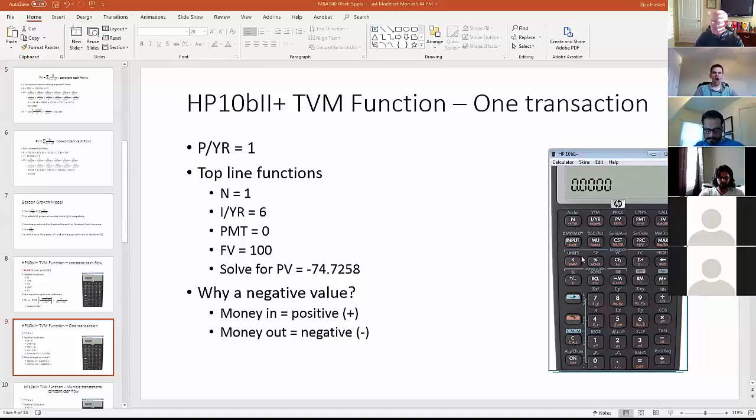I'm going to call N equal to 1, and I don't say N first. I do 1 N. So you give the value, and then you give the function, and 6 I divided by YR, 0 payment, and 100 future value.